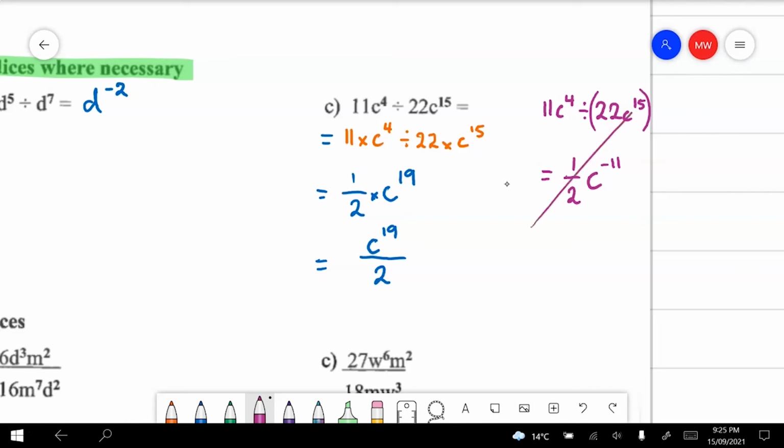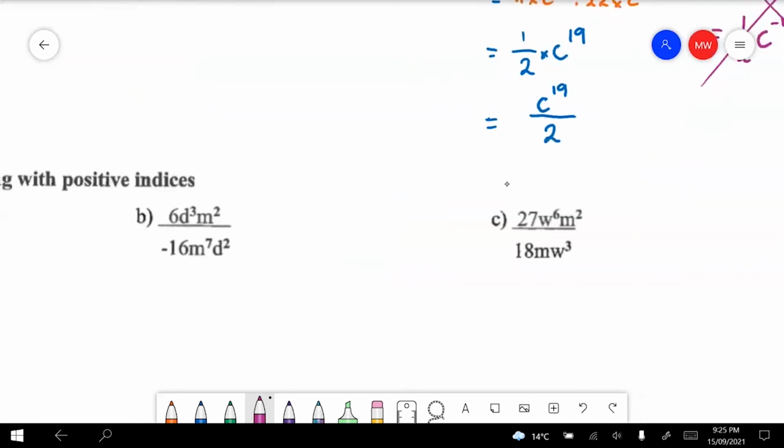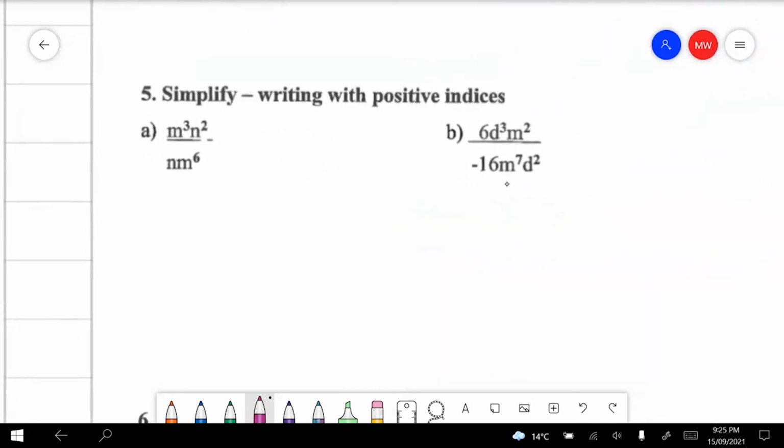But in this question, that is technically incorrect. Let's skip down to these ones, because these ones answer this a little more easily. So this one is division as well, so we're still following the rules of division.